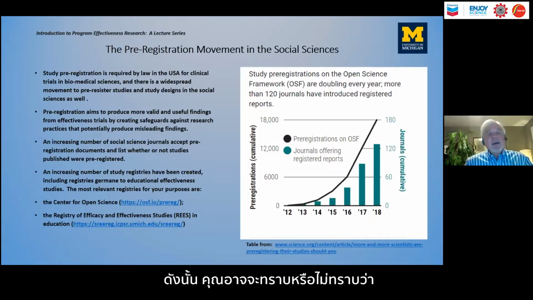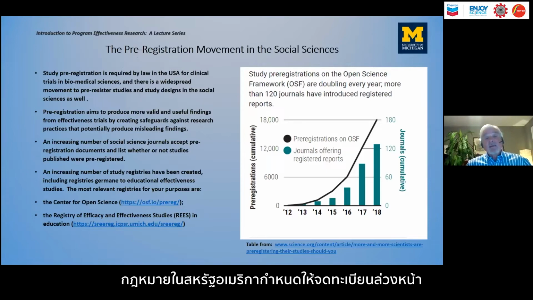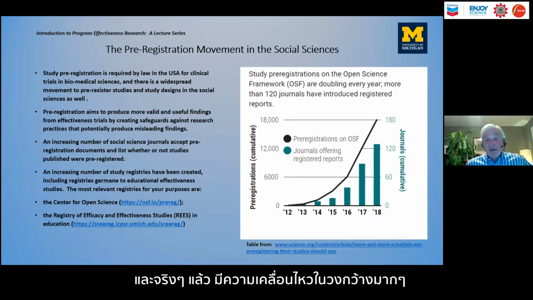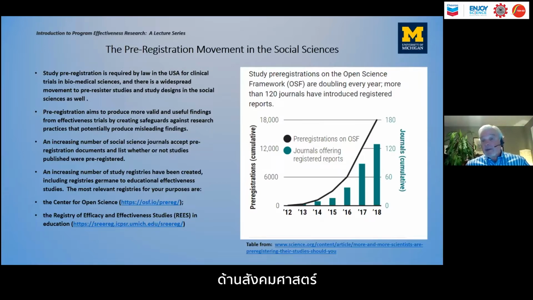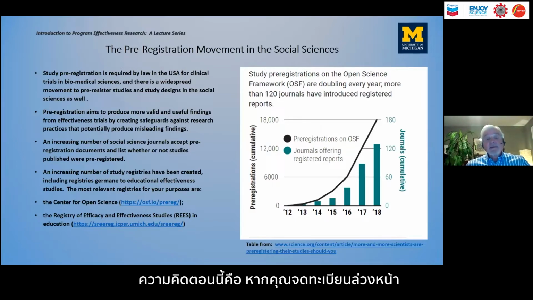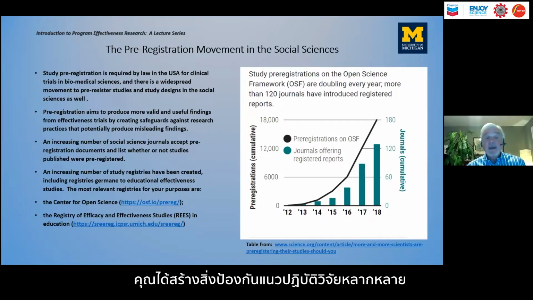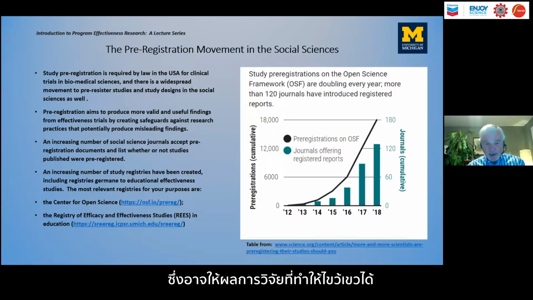So you may or may not know that pre-registration is required by law in the USA for any clinical trial conducted in the biomedical sciences. And in fact, there's a very widespread movement in the social sciences generally, political science and psychology in particular, to pre-register study designs and place them in a repository. The idea is that if you pre-register how you are going to conduct a study, you've created safeguards against various research practices that can potentially produce misleading findings.